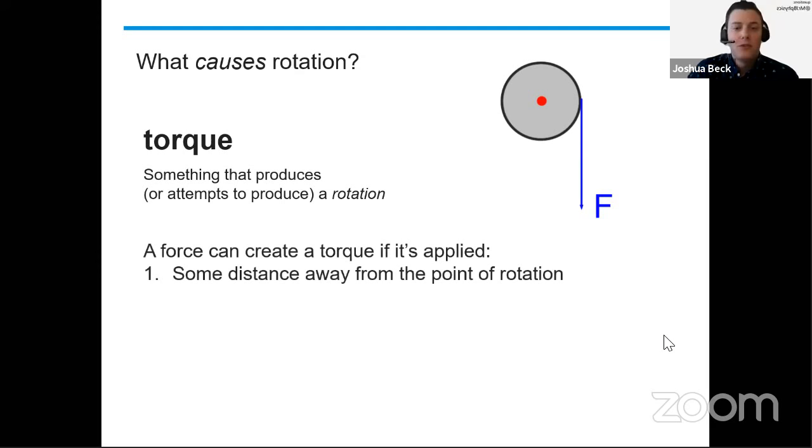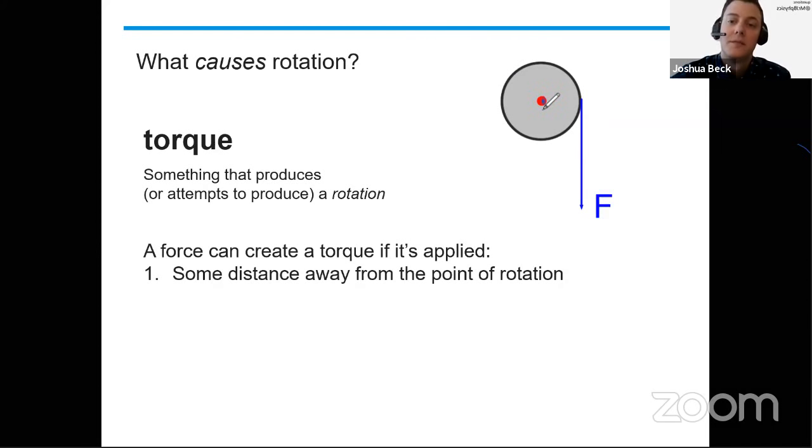So a force can create a torque if it's applied in a particular manner. There's two sort of requirements that have to be met. The first one is that this force has to be applied some distance away from the point of rotation. So this pulley yesterday in his example had a point of rotation right here, right in the center.